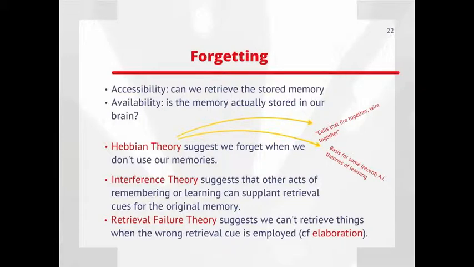Okay, retrieval failure theory is the final one that we're going to look at. It suggests that we can't retrieve things when the wrong retrieval cue is employed, and we just talked about that earlier in availability, right? And the way we can get around that, as Joshua mentioned, is to try harder to remember. It means elaborate on what we're trying to put into our long-term memory store. And for example, in trying to remember all of these concepts in the final exam, you can use your visual spatial sketchpad and your visual memory to remember which part of the lecture spatially I'm talking about when you go through the presentation on your own.